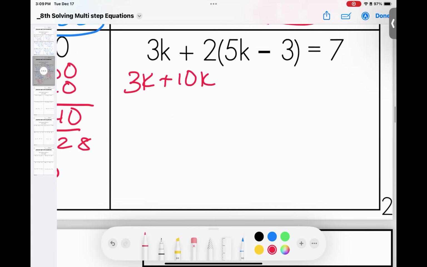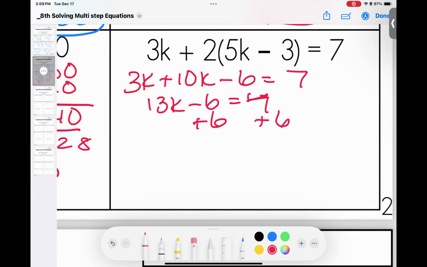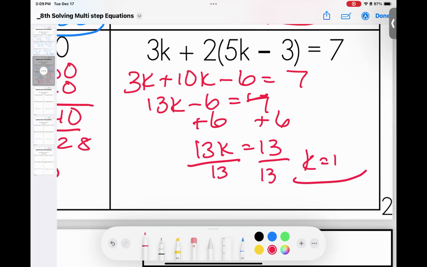3k plus 2k minus 6 equals 7. This is 13k minus 6 equals 7. Adding 6. 13k equals 13. K is equal to 1.